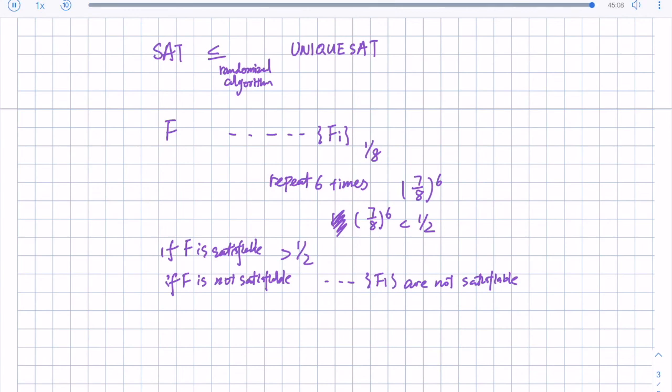If F is satisfiable, with probability more than a half, we'll be accepting the instance F correctly. If F is not satisfiable, then all the formulas Fi are not satisfiable, so we'll be rejecting F correctly with probability 1. And therefore, the algorithm that we built satisfies the requirement for the RP algorithms. So then we can say the SAT problem is in the class RP if we have a solver for the unique SAT.